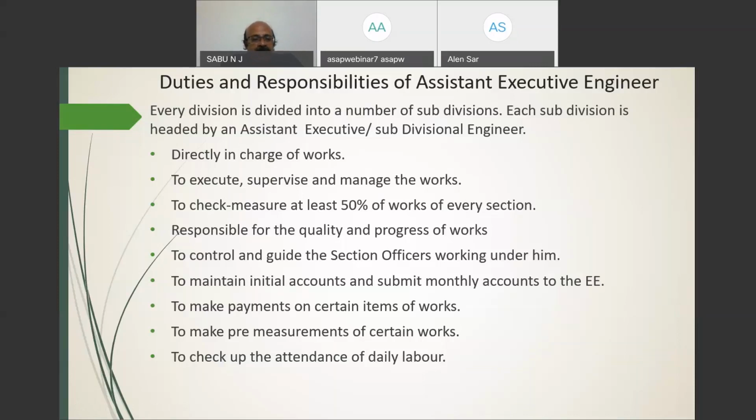Checking measurement and the quality and progress of the work, controlling and guiding the section officers working under him, and maintaining initial accounts. The points are presented very simply, so after getting the PPT, you can read it.